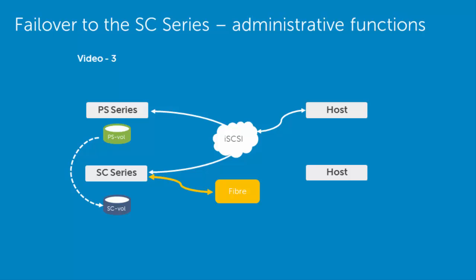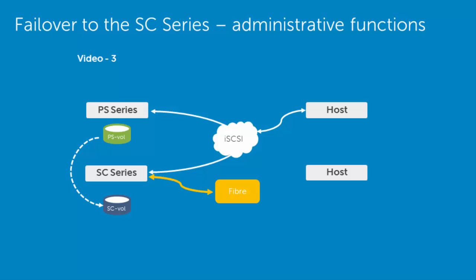The graphic below is a high-level representation of the whole process. The PS series and SE series have already been configured for iSCSI, and the volume is replicating, as we indicated with the dashed lines, and also as we demonstrated in the second video. The SE series will be the target for this failover. Note the destination host may be connected to the SE series via iSCSI, fiber channel, or both.